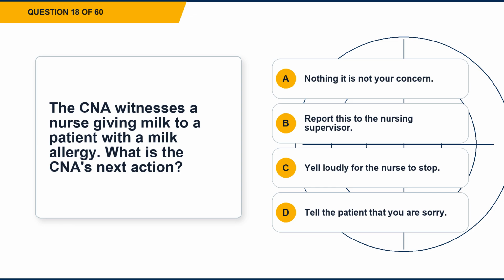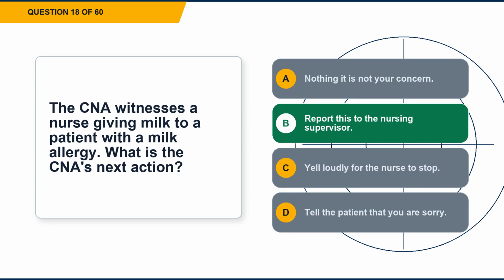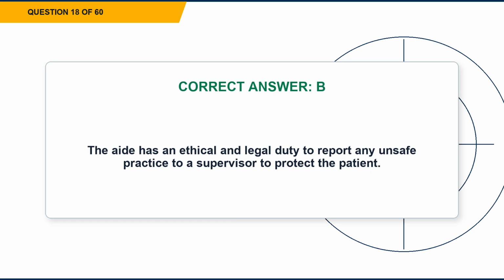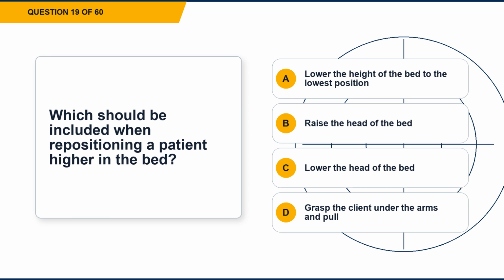Question 18. The CNA witnesses a nurse giving milk to a patient with a milk allergy. What is the CNA's next action? Option A, nothing, it is not your concern. Option B, report this to the nursing supervisor. Option C, yell loudly for the nurse to stop. Option D, tell the patient that you are sorry. The correct answer is option B, report this to the nursing supervisor. Explanation. The aide has an ethical and legal duty to report any unsafe practice to a supervisor to protect the patient.